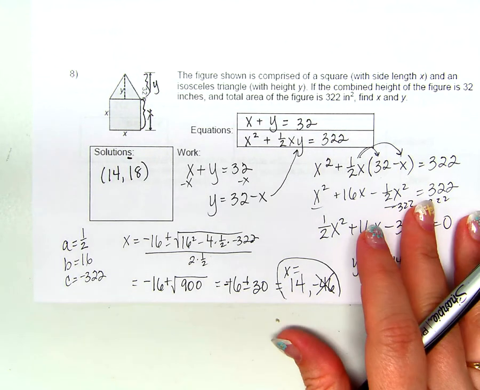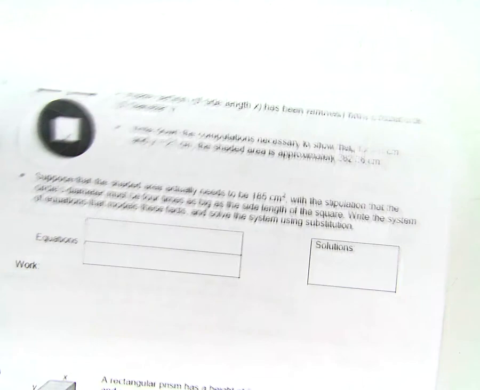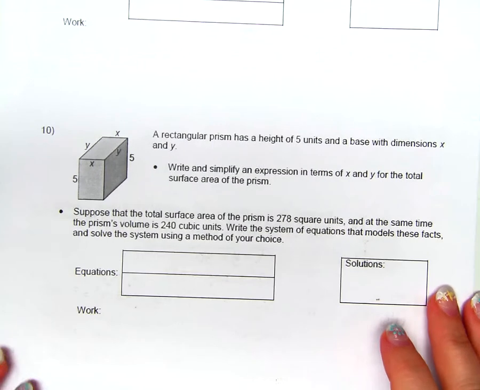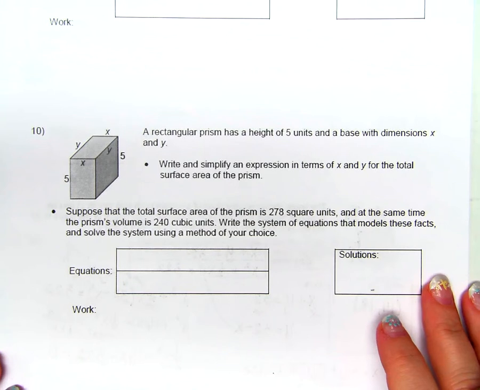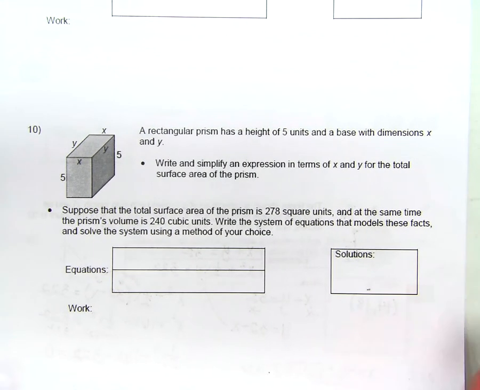Questions? Please mark number 9 as an extra credit problem. And let's look at number 10. A rectangular prism has a height of 5 units and a base with dimensions x and y. Write and simplify an expression in terms of x and y for the total surface area of the prism.